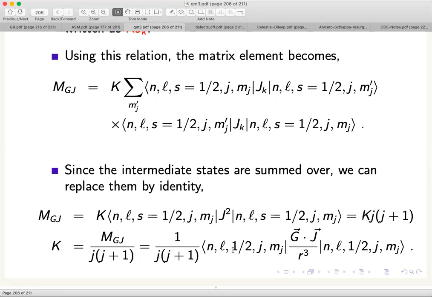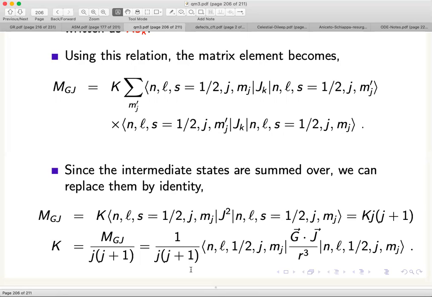I have not written s equals half because that was kind of overshooting into the page, but this state and this state are really the same. So what we have found out so far is that k can be written in this particular form. And from this expression, it is clear that k is independent of the magnetic quantum numbers. It doesn't look like that right now, but g dot j is a scalar operator, and therefore it is independent of magnetic quantum numbers.